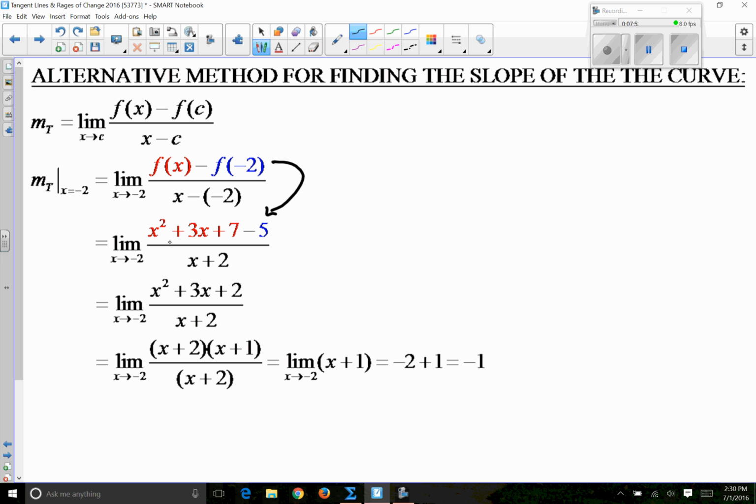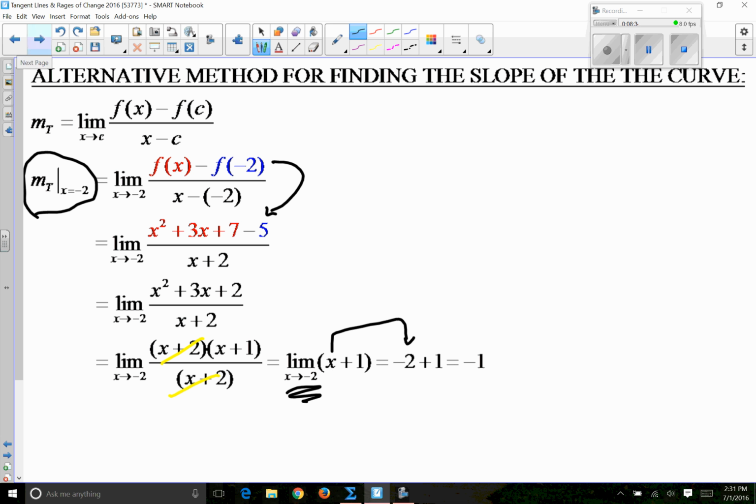And when we have x squared plus 3x plus 7 minus 5, combine like terms and get x squared plus 3x plus 2, which can be factored to x plus 2 times x plus 1. And since that's over x plus 2, we have the limit of x plus 1 as x approaches negative 2, and we evaluate the limit by replacing x with negative 2. And we get negative 1 to be the slope of the tangent line at x equals negative 2. So the point is we could use either one of the definitions for the slope of the tangent line.